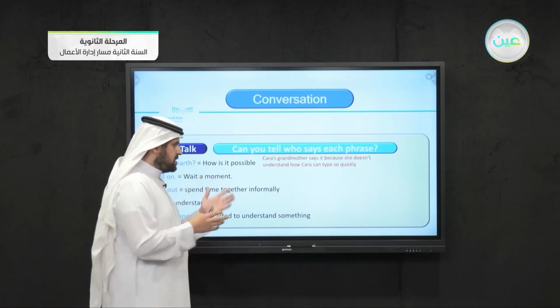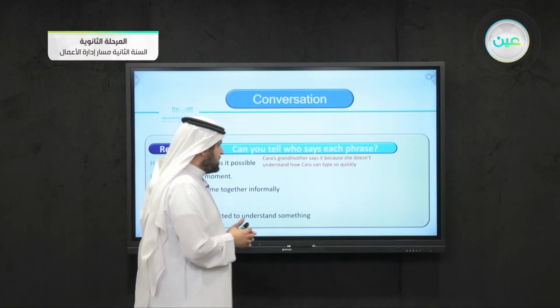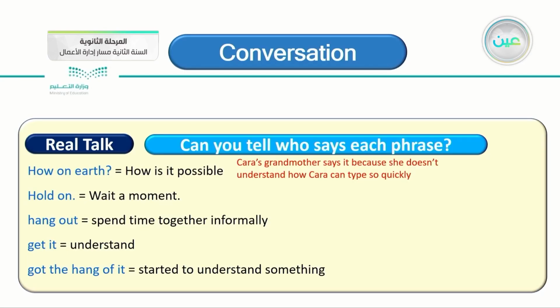Kara's grandmother, that's correct. Kara's grandmother says it because she doesn't understand how Kara can type so quickly. She's asking her, how on earth are you writing that fast? You finished a whole sentence in just 1 second.